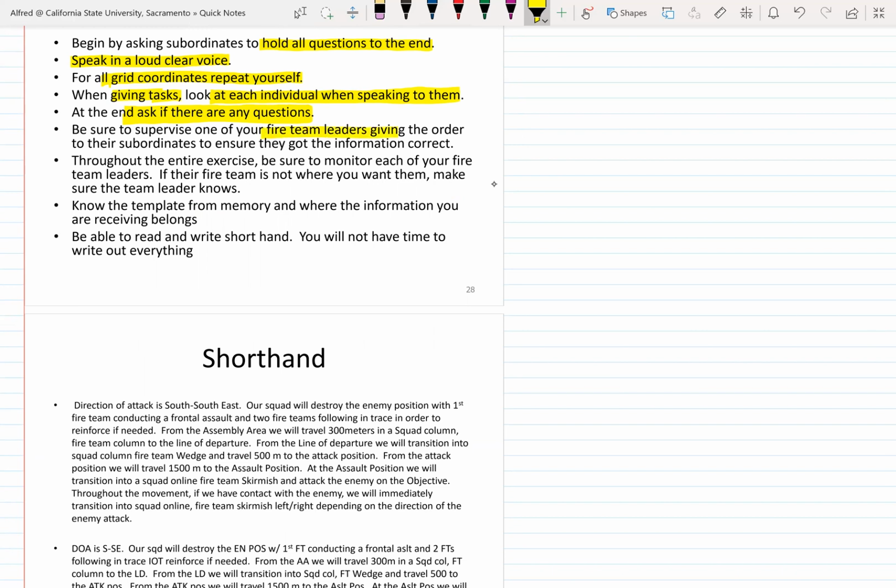Supervise. Monitor the fire. Make sure that they have even spacing during the attack. Make sure that people don't go like this. So you'll have a team. I'm just going to draw a fire team. You'll have a fire team, and they're attacking an enemy, right? What they're supposed to do is go straight all the way through the objective.